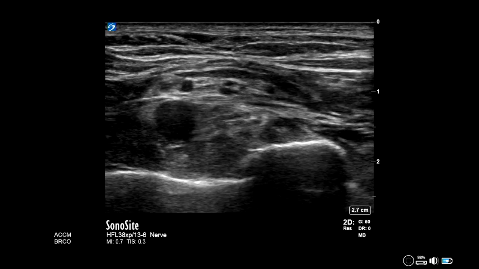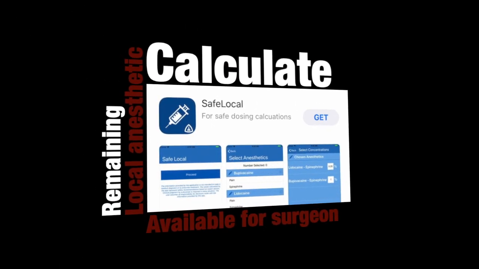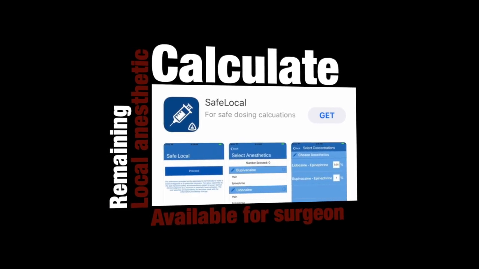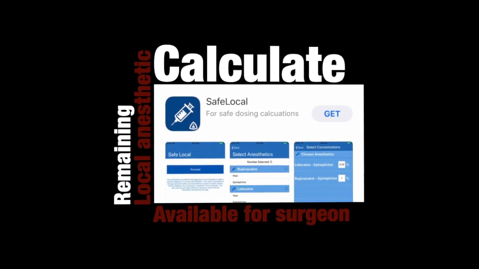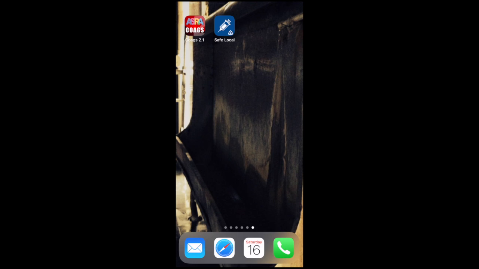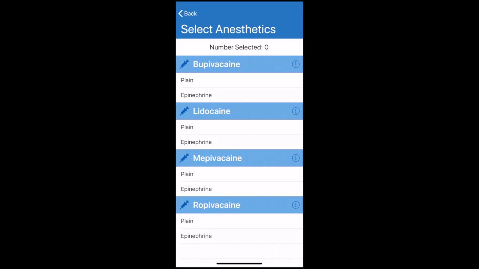Using the Safe Local iOS mobile application, we calculate a safe dose of local anesthetic for our procedure and budget the remaining local anesthetic available for surgical supplementation. This is the budgeting function of the app for safe doses of local anesthetics for the surgeon.